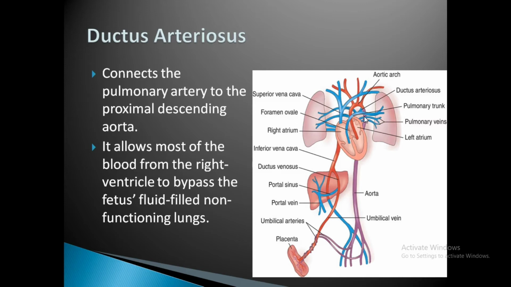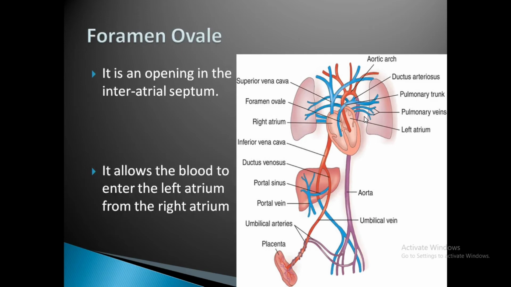Then we have the third shunt, which is called the foramen ovale. See, this is the foramen ovale; it lies between the right atrium and the left atrium. It allows the blood to enter the left atrium from the right atrium. That is a right to left shunt. What type? Because they usually ask what type of shunt the foramen ovale is. It is a right to left shunt, because the blood from the right atrium will then travel into the left atrium.